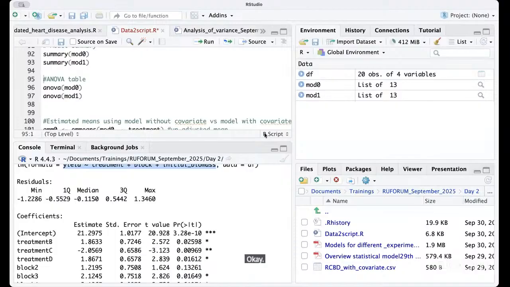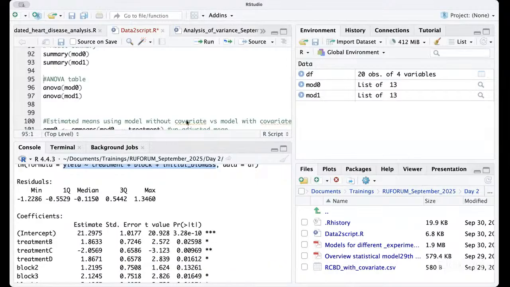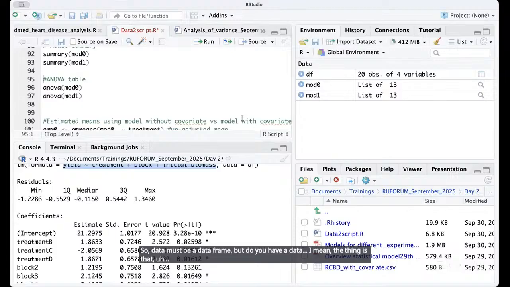Okay, so let's look at what Stephen Odiambo has put in the chat, in the Q&A. So when you look at the model, you say block. Data must be a data frame, but do you have the data? Steve, did you run all the other lines, the calling, did you call the data?